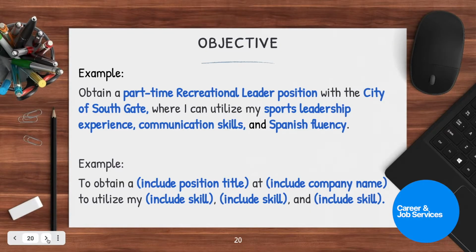The example that we see here says, obtain a part-time recreational leadership position with the City of Southgate, where I can utilize my sports leadership skills, communication skills, and Spanish fluency. This example is telling us the position that the student is applying to, the company name, and 3 skills they bring to the job. If you're going to include an objective in your resume, you should always follow this format. You want to make sure that if you are going to include an objective, that it's tailored to the position and that it's a strong objective.